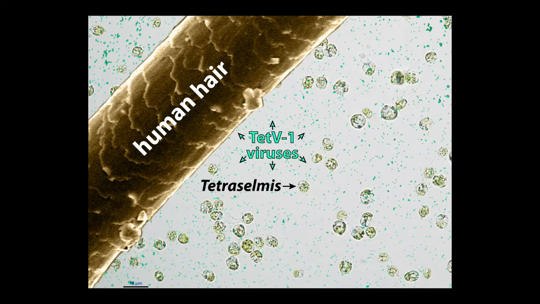Okay. So these are actually different images overlaid on each other so that we can directly compare the size of these different things. As you can see, the human here and the size of these Tetraselmis cells, those little green balls, relative to the human here. And then in the background, if you look closely enough, there are these light green dots, and those are the TetV virus particles. That particular image was taken by staining their DNA with a fluorescent stain where they show up as green.